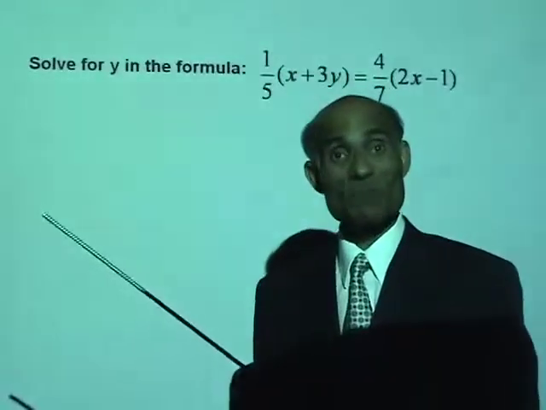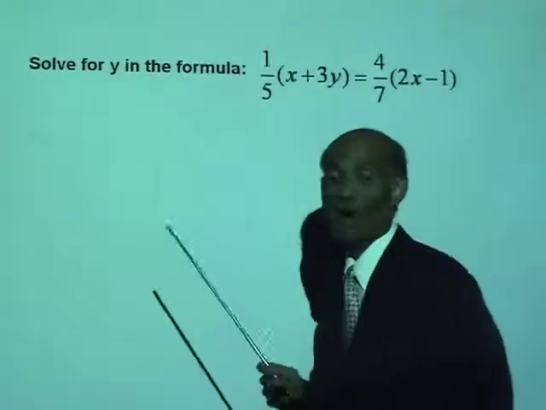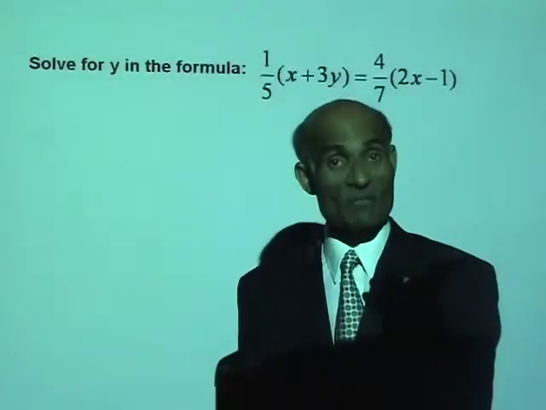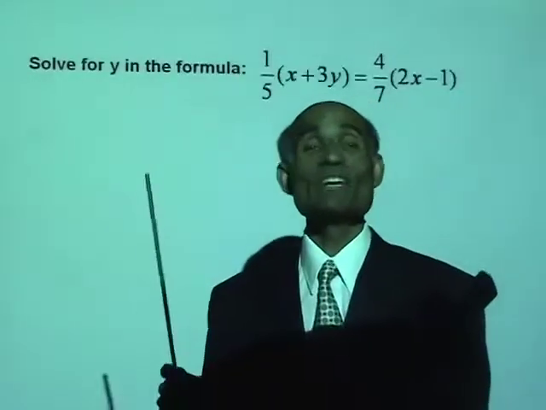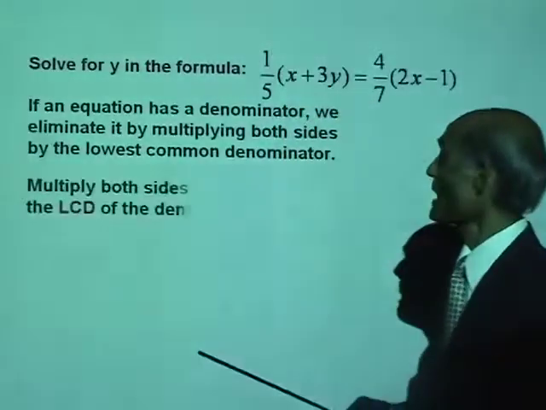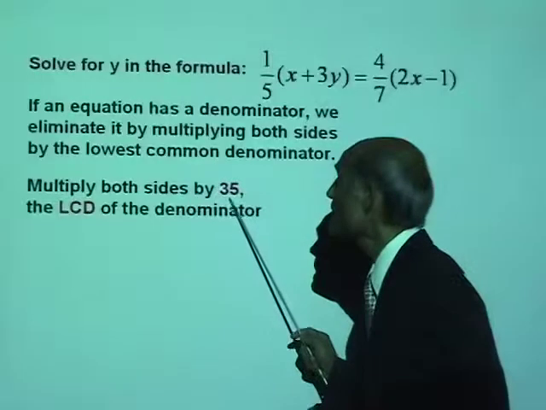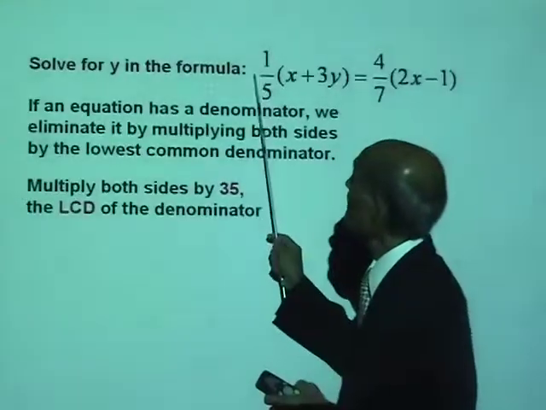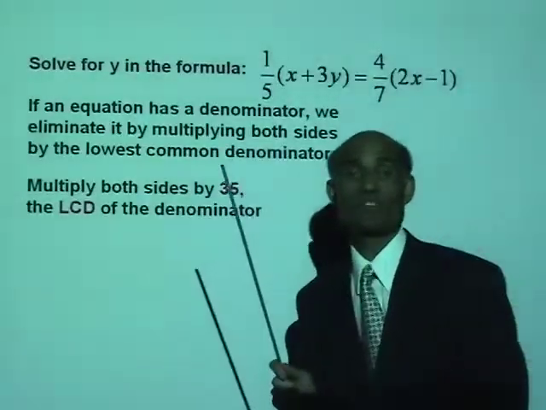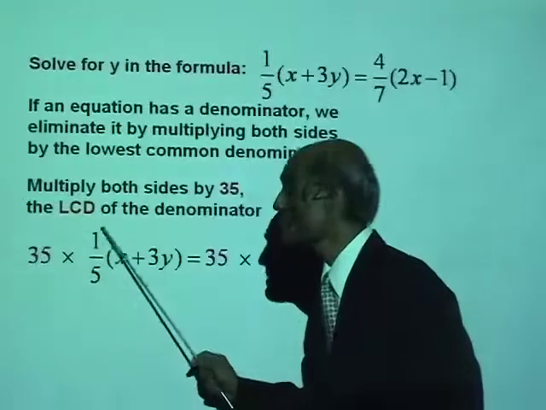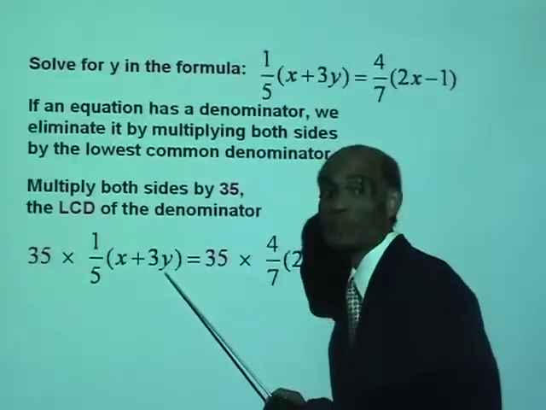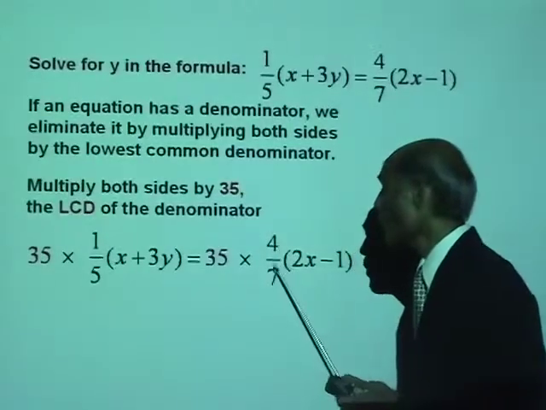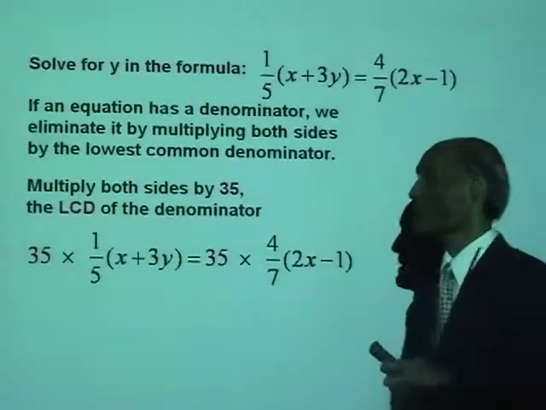What is that suitable number here? Well, here that suitable number is the LCD of 5 and 7. What is the LCD of 5 and 7? 5 and 7 have nothing in common. Therefore, the LCD is the product of the two numbers. Alright, so multiply both sides by 35, the LCD of the denominators. 7 times 5 is 35. Multiply the left side by 35 and the right side by 35. Look what happened now: 35 times 1 over 5 multiplied by the quantity x plus 3y equals 35 multiplied by 4 over 7 times the quantity 2x minus 1.